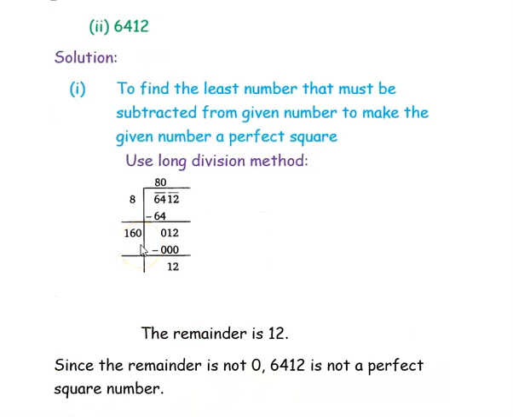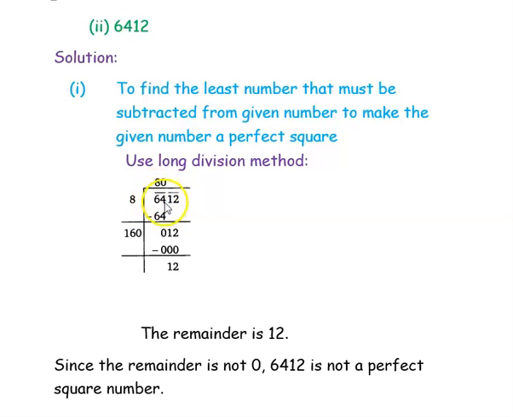The next number given is 6412. So you are going to follow the same steps. First we are using the long division method to find the number to be subtracted. So I have written the number 6412. I have paired the digits from the ones place and placed a bar. So 2 and 1 I have paired and placed a bar. 4 and 6 I have paired and placed a bar.